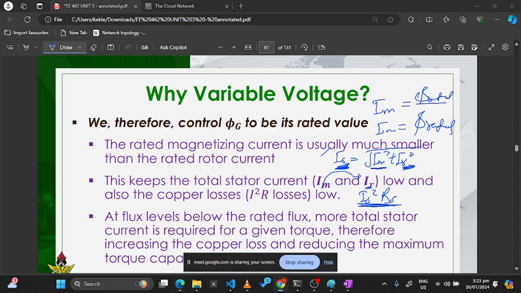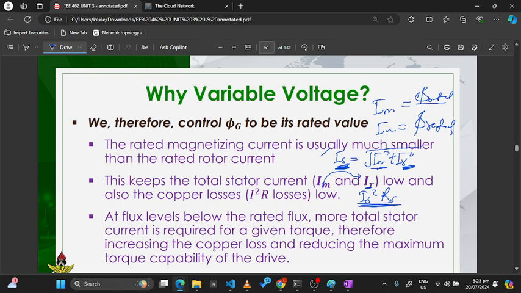Okay, so at flux levels below the rated flux, more stator current is required for a given torque. What we are saying is Te is proportional to phi and Ir. Okay, if this flux is too high, we'll get a disproportionate increase in losses.